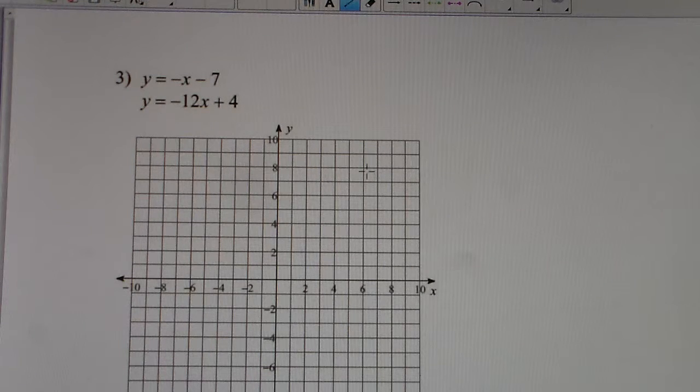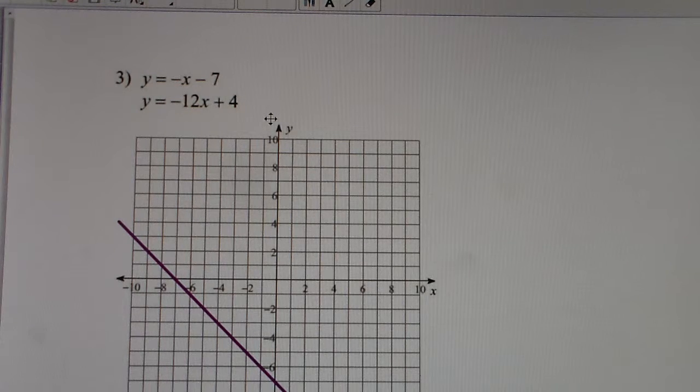Number 3, we have y equals negative x minus 7, and then y equals negative 12x plus 4. So negative 7 is down here. We're going to go down 1 over 1, and then we want to extend our line using the same slope. Make it nice and big as it goes throughout the entire graph.